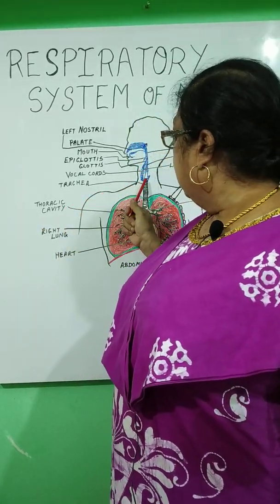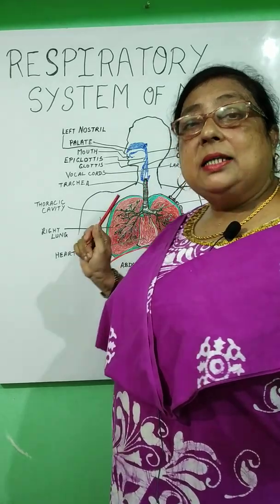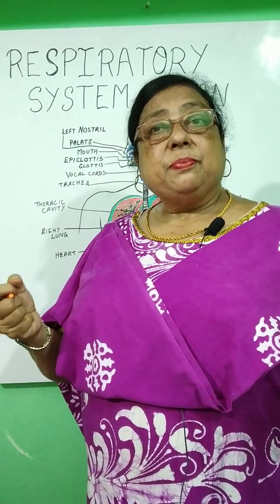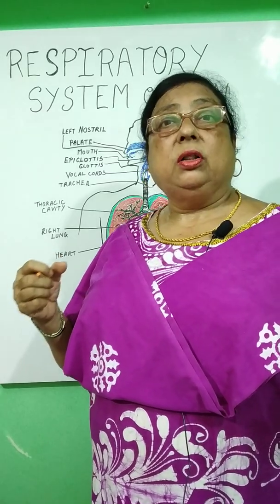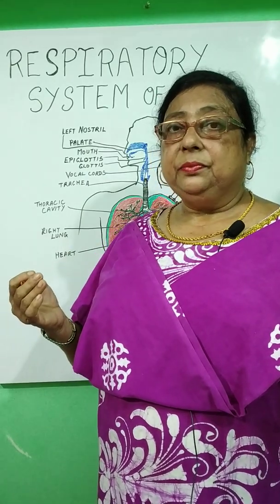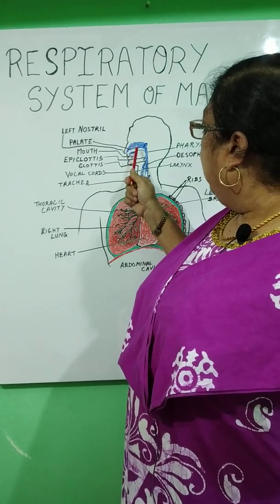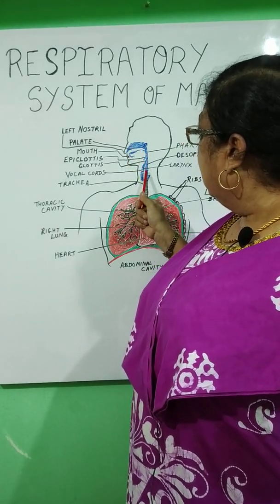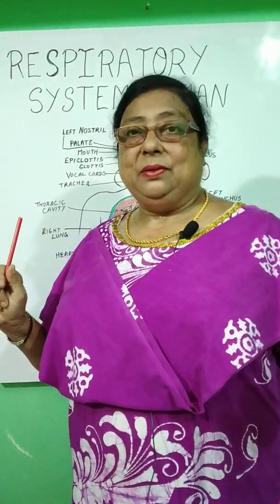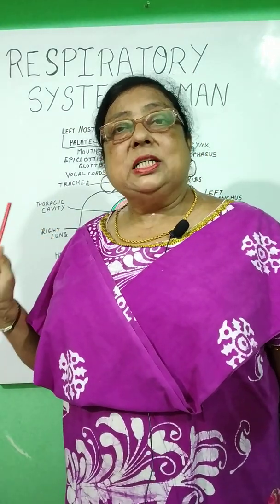Now the windpipe has many cartilages which prevent it from subsiding. So it remains open all the time, so that the air always goes in and out nicely without any obstruction. Now when the air is going, it has to pass through the voice box or the larynx. The lower part of the pharynx is called the larynx, which is the voice box.